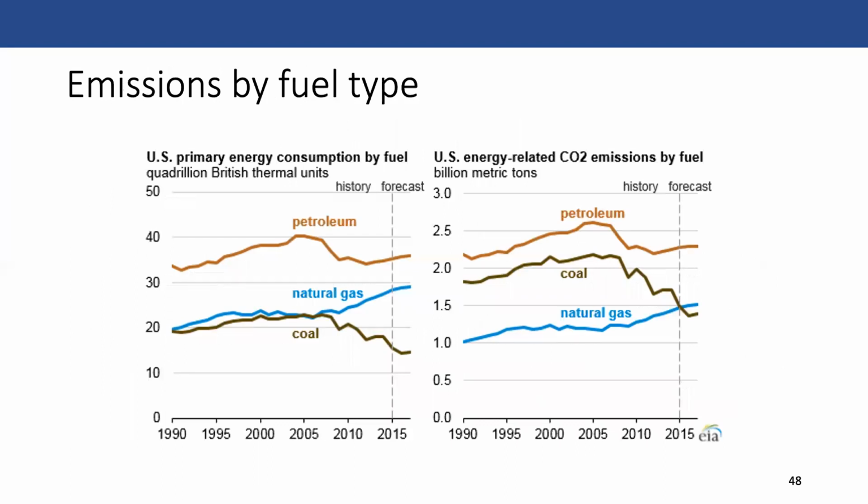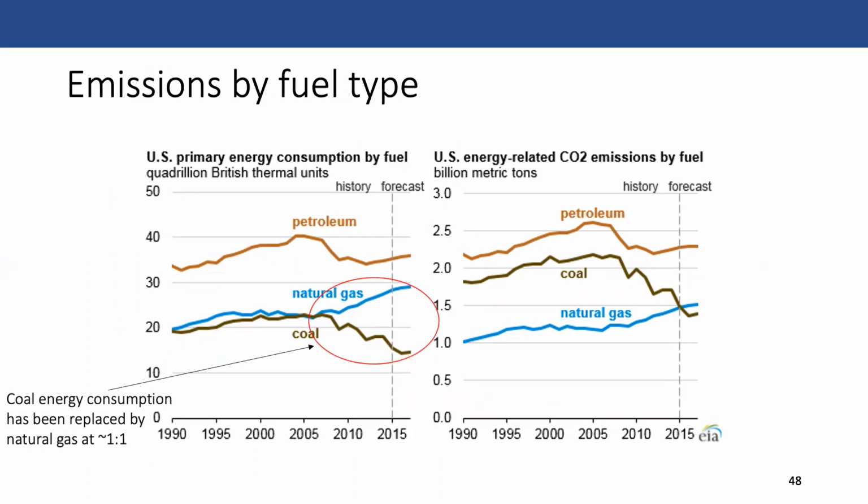So other environmental effects, thinking about CO2 emissions. I've talked about this a couple times, but here we can show it maybe a little bit more clearly. The big thing to take away from this is that natural gas and coal, in terms of energy consumption, are almost a one-to-one replacement. Coal energy consumption has decreased by some amount, and natural gas has increased by some amount, relatively similar to the quantities that are displaced.